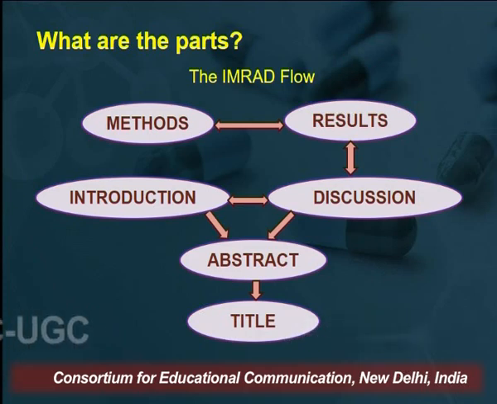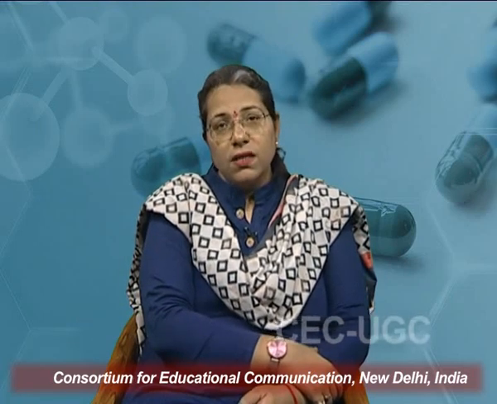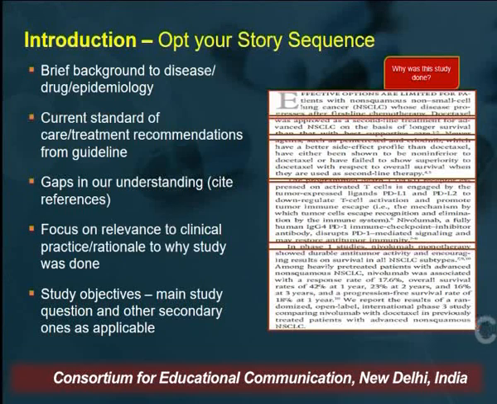So now we'll go to each section one by one with a little description of what we add, how we go about it, and what is the sequence of the subsections we include in each section. So first we are discussing the introduction, and you can opt for your story sequence, where you give a brief background to the disease or the diagnosis, the epidemiology of the disease, or the patient population. Then you write the current standard of care, which is the current treatment that is going on, or the current recommendations or the current guidelines.